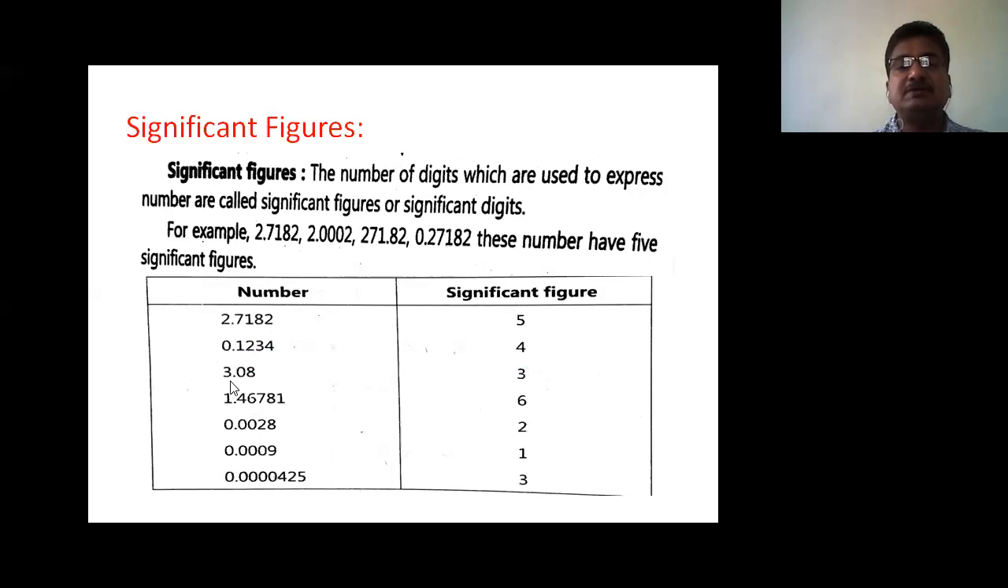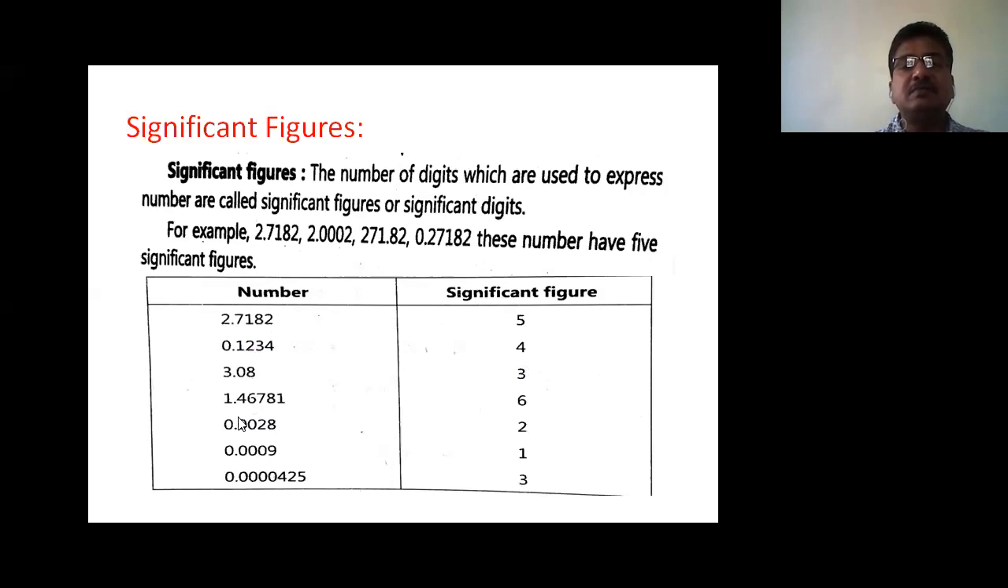So this 0 is counted in the significant figures in this number. The number is 3.08, and the number of digits used to express this number are what? Are 3, and therefore significant figures of this number is equal to 3. Okay. So significant figures for this number are what? 6.